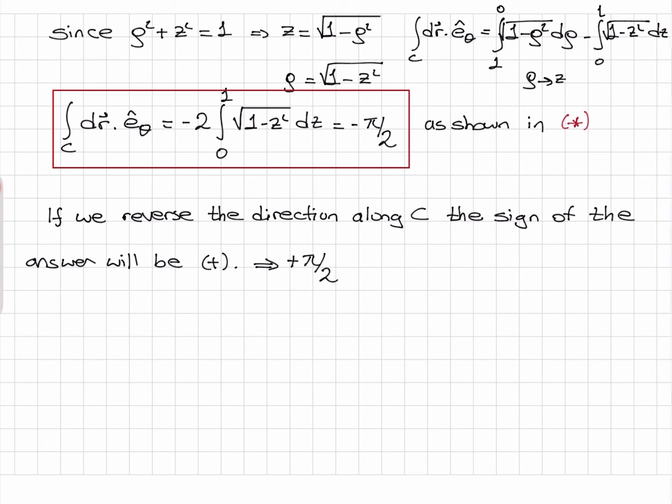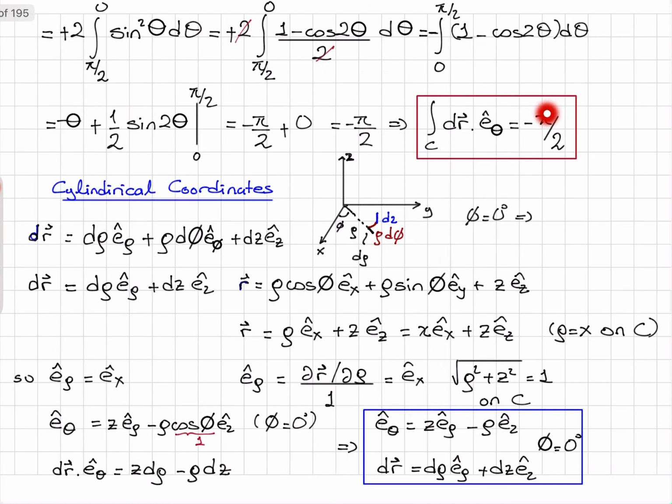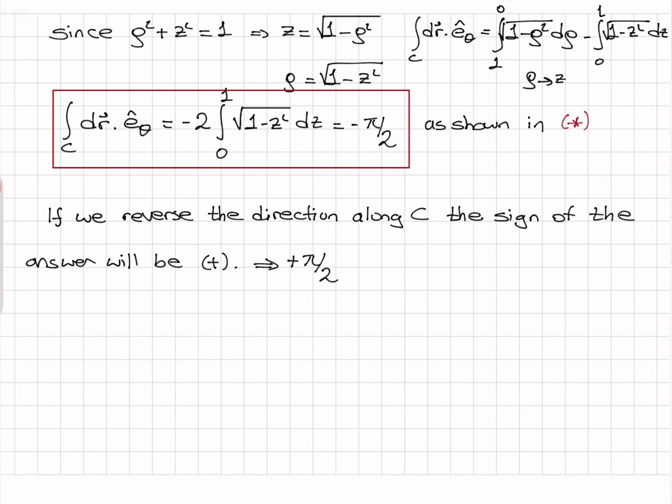z is square root 1 minus ρ². So square root 1 minus ρ² dρ, and ρ dz, square root 1 minus z² dz. But x has to go from 1 to 0 and z has to go from 0 to 1 because ρ must be equal to x on this contour. So this becomes minus the integral 0 to 1 square root of 1 minus ρ² dρ, or square root 1 minus z² dz. So it's the identical integral I have obtained in the Cartesian coordinates calculation here. And that integral I have shown to be equal to minus pi over 2. Therefore, this is minus pi over 2.